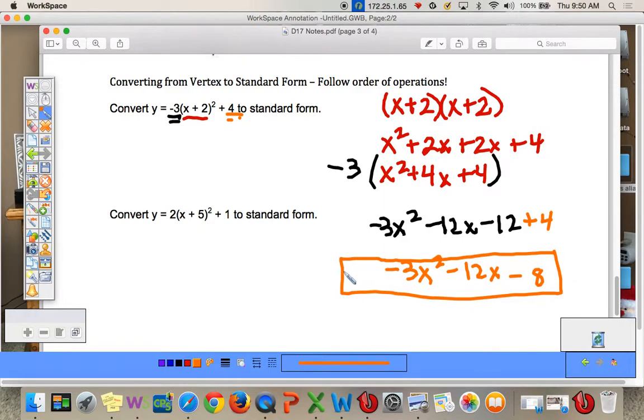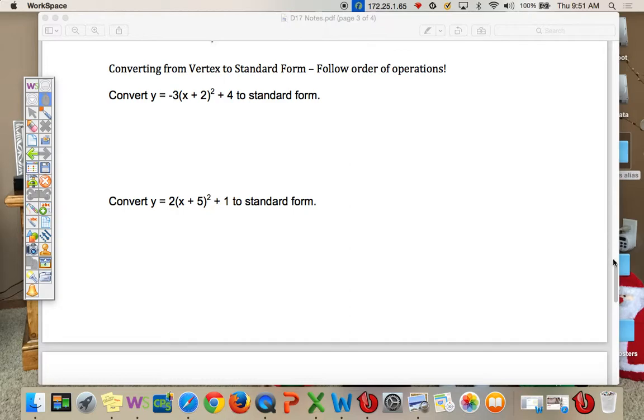I'll put the y equals there. So again, use order of operations. Multiply, or we should say do the exponent first, and then multiply, and then add. Let's do the next one.